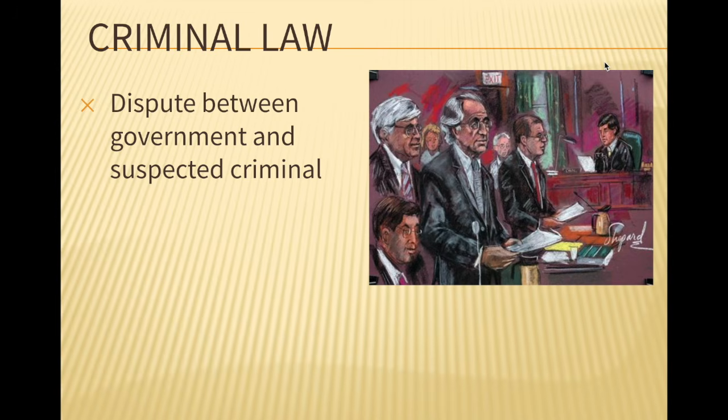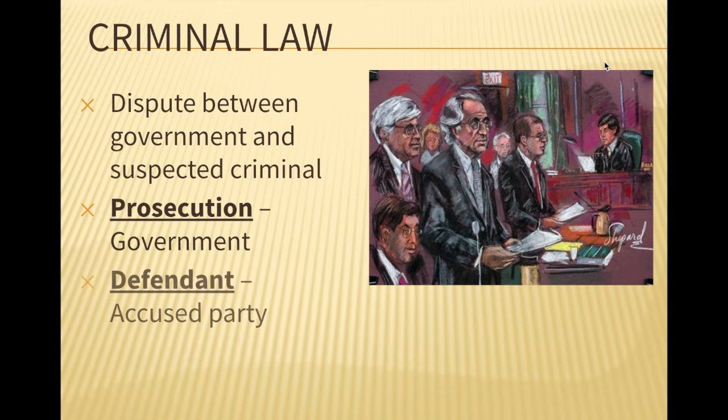If someone is charged with a traffic violation, they're accused of speeding by a government official, by the police department, they can challenge that. They can try to defend themselves in a criminal proceeding. Now, the prosecution is the one bringing the charges. So it's the government bringing charges against a defendant.